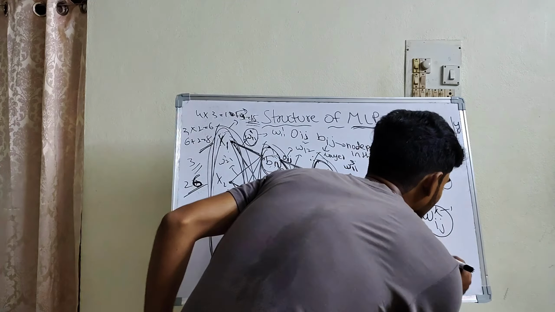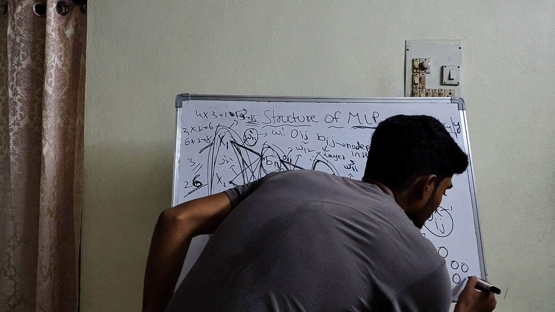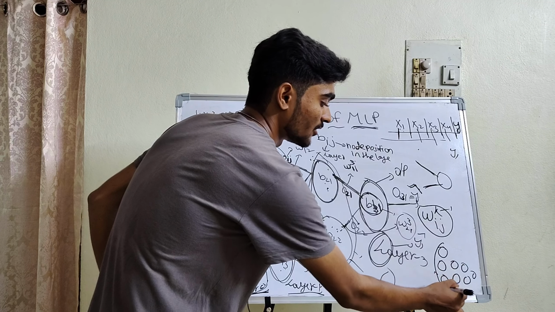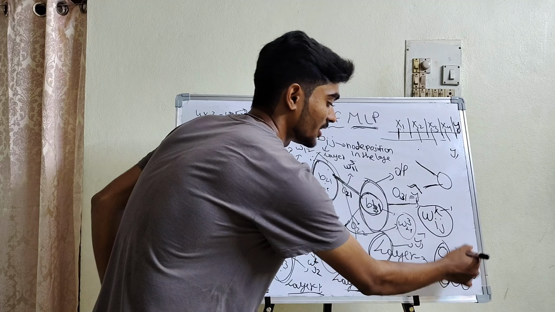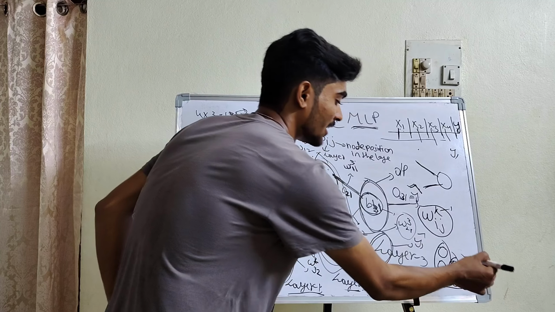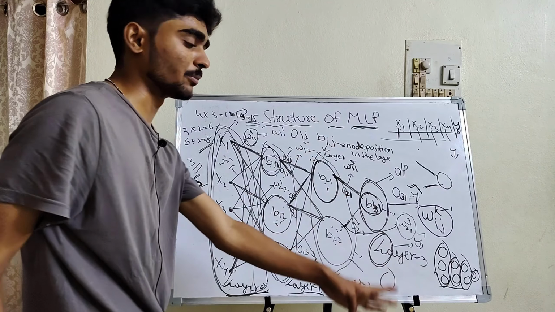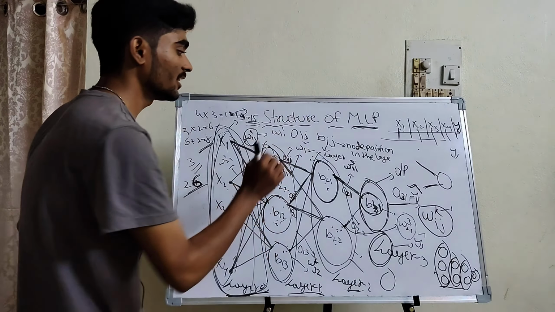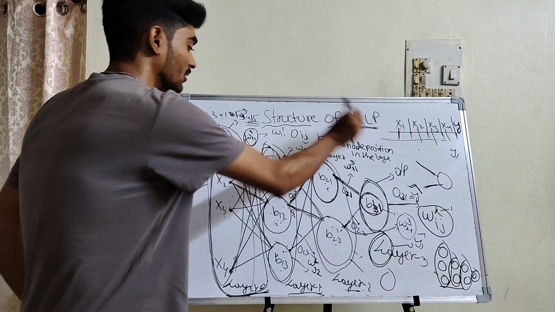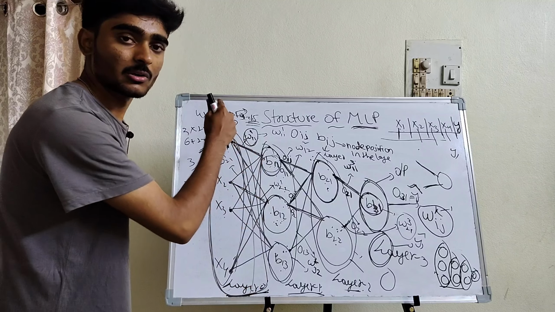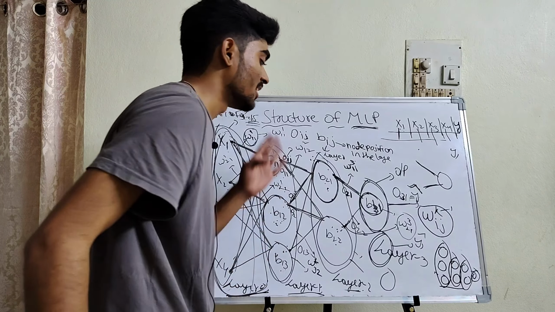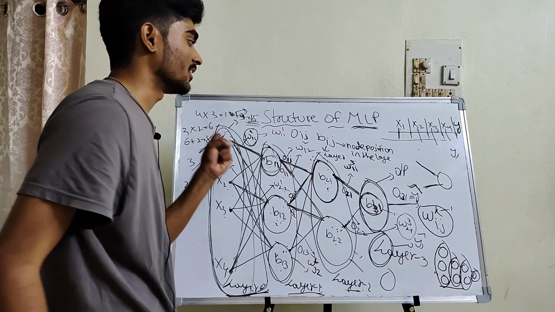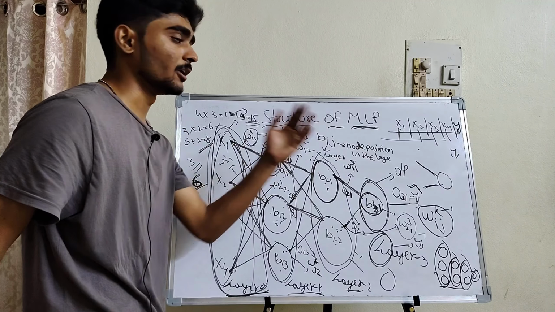Now in this case, I hope it's visible, this is one hidden layer, this is one hidden layer, and this is one hidden layer. So three hidden layers and one output layer. So it is a four layer perceptron, and the earlier one is a three layered perceptron. In determining the number of layers in a multi-layer perceptron, we don't consider the input layer. We only consider the hidden layers plus one output layer.